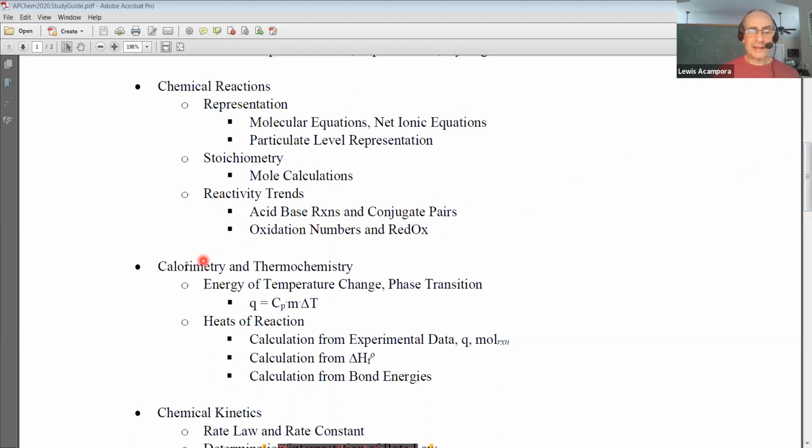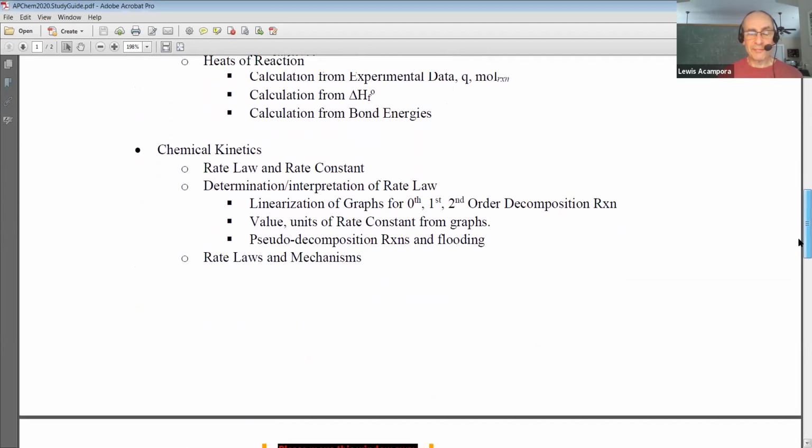Moving on from there, calorimetry and thermochemistry is going to be one of the big topics, the energy of a temperature change or a phase transition. And this equation, q equals Cp times m times delta T, which shows up on the formula sheet. Knowing what the heat of reaction means, that you can calculate from experimental data, and many of you probably did a lab involving this, that you can calculate it from the enthalpies of formation of the reactants and products, and that you can calculate this from bond energies. So, Professor John Gill, Oklahoma State, did a nice AdvanceKentucky review session on thermochemistry.